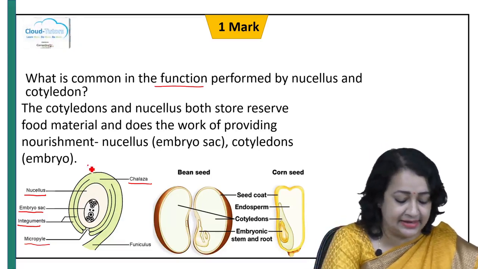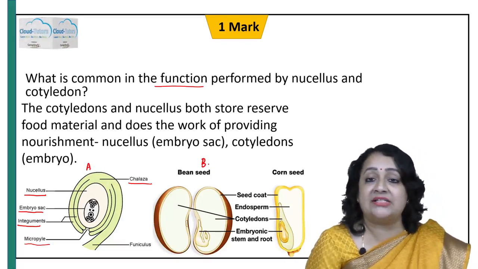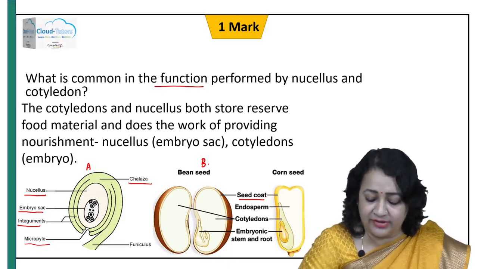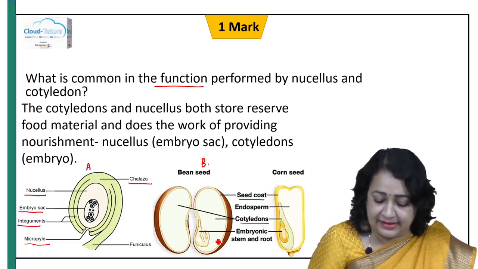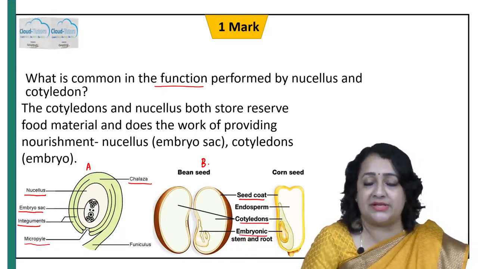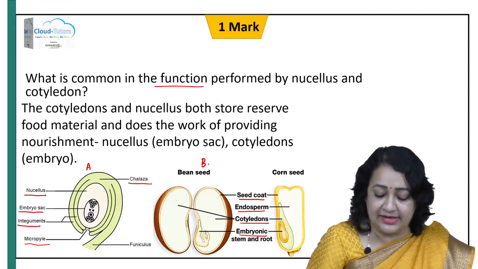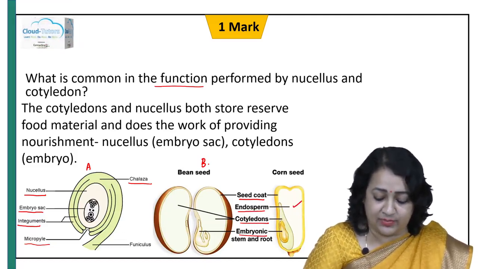This is diagram A, and this is diagram B. In diagram B, we see a germinating seed, and if you see the parts here, we have the seed coat, then the two cotyledons, then the embryo, right? Embryonic stem and root, or embryo, is present. So what will happen there? Endosperm is present here, right? In both the cases we have the endosperm.